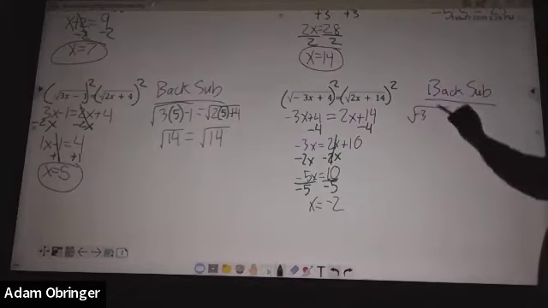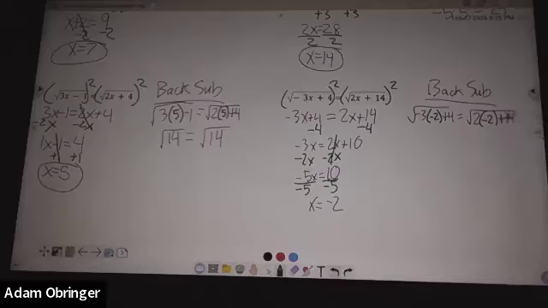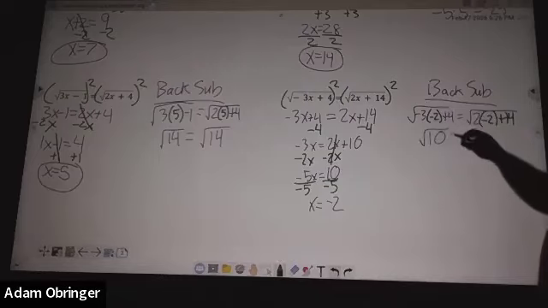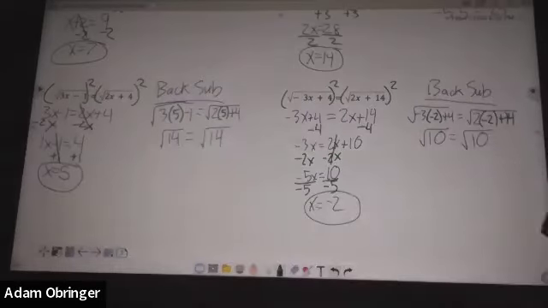Square root negative 3 times x, which is negative 2, plus 4 equals square root 2 times x, which is negative 2, plus 14. So if we simplify this, negative 3 times negative 2 is 6, plus 4 is a 10. So square root 10 equals 2 times negative 2 is negative 4, plus 14 is also 10. So then those equal, and we get to circle our answer.